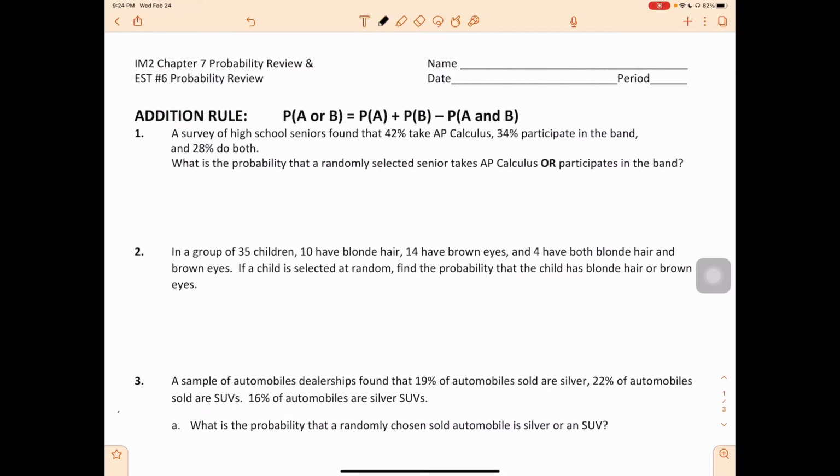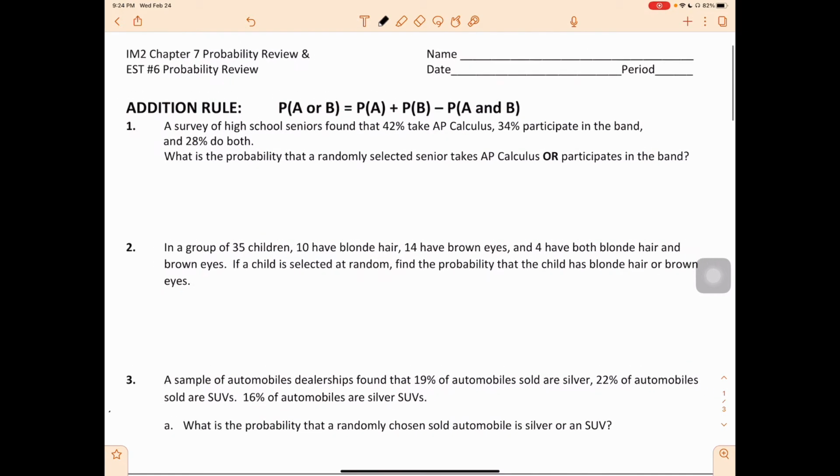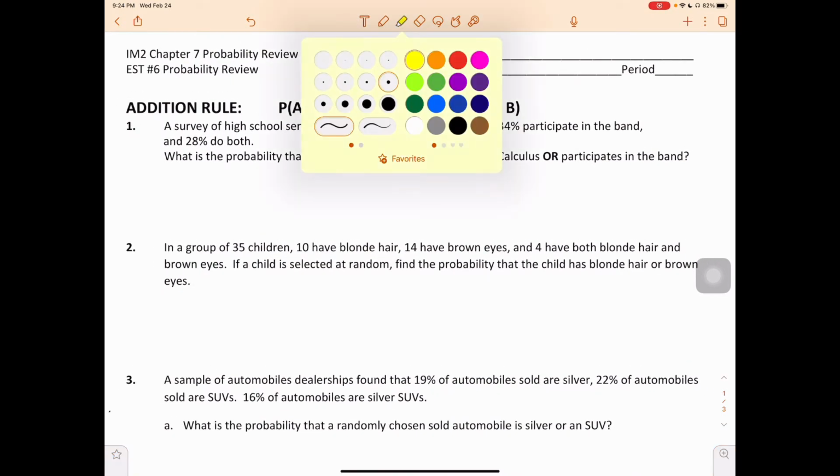Okay, so here is a review on what we've learned about probability so far in Chapter 7 and a preparation for your essential skills test. It's the sixth one so far, and it's on probability and expected value. So we're going to cover those things in this little worksheet here. Please try the problems on your own first using the rules specified here.